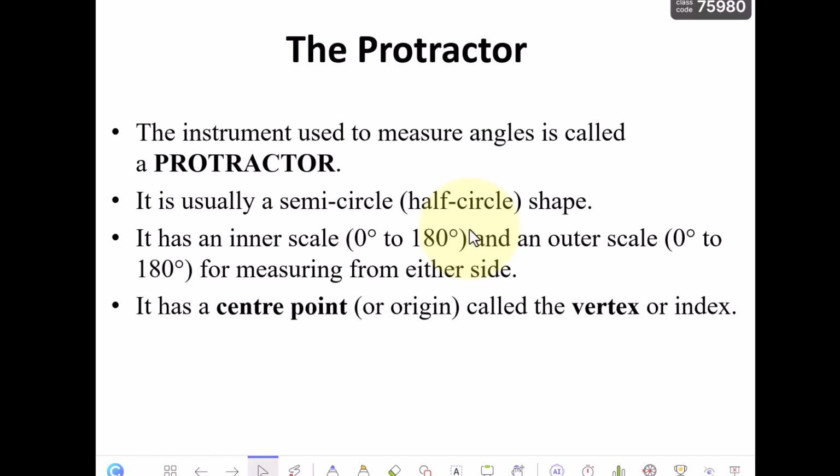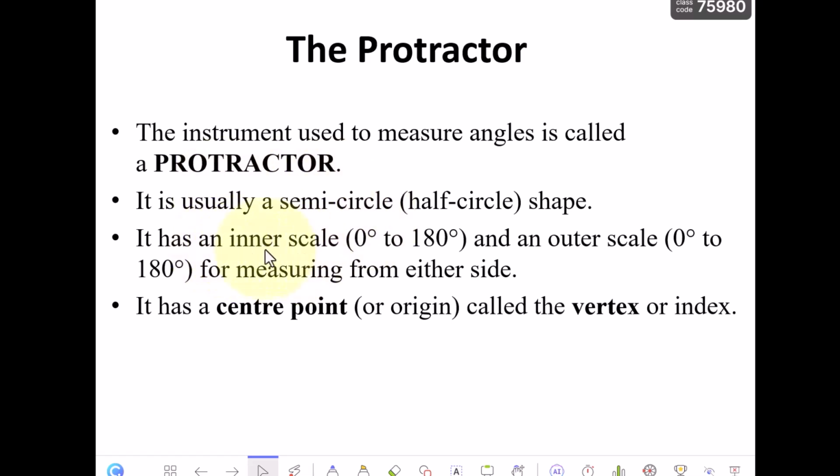This is the meaning of protractor. It's an instrument we use to measure angle. So we say the instrument used to measure angle is called a protractor. Now, it is usually a semicircle, half circle shape. We already know what a semicircle means, half of a circle. So protractor have this shape.